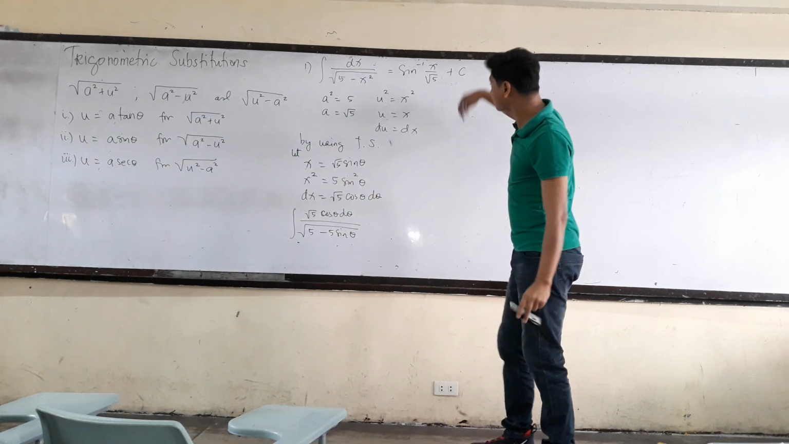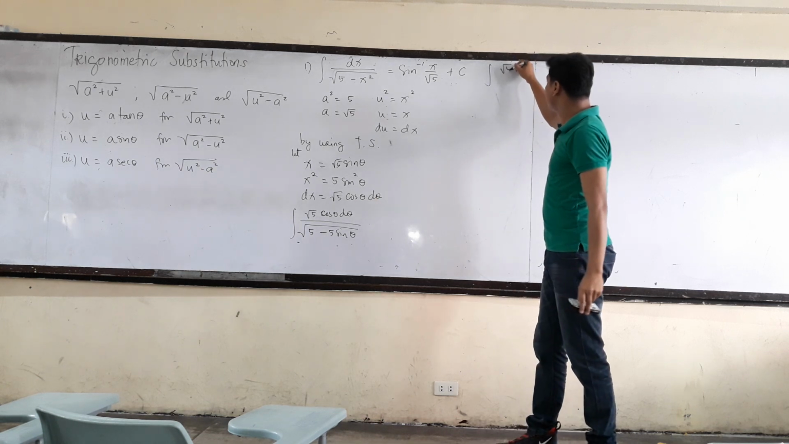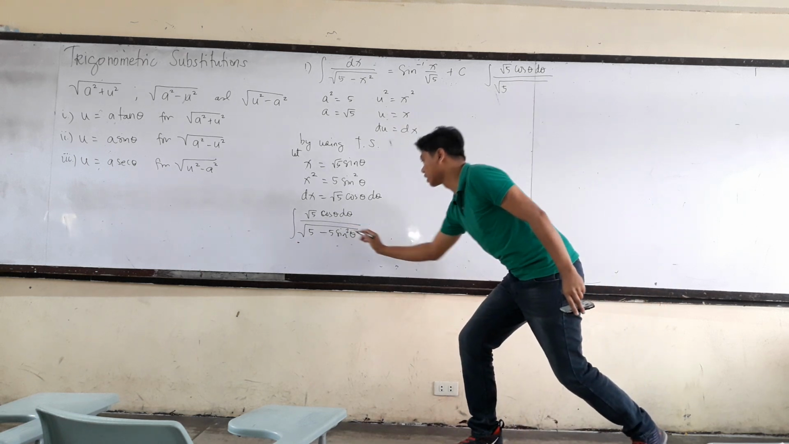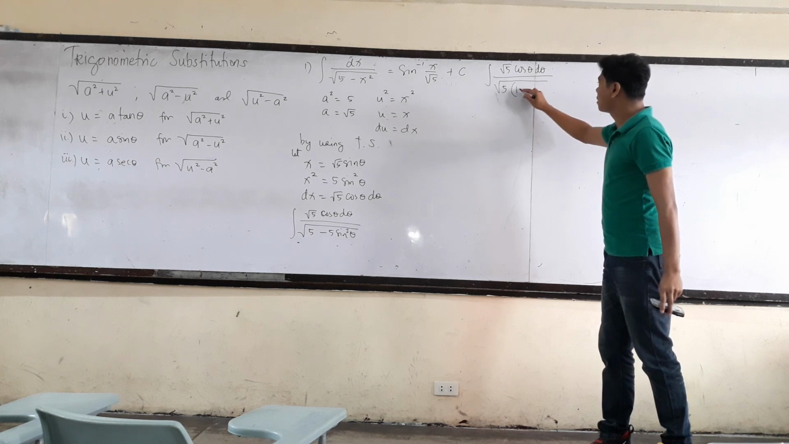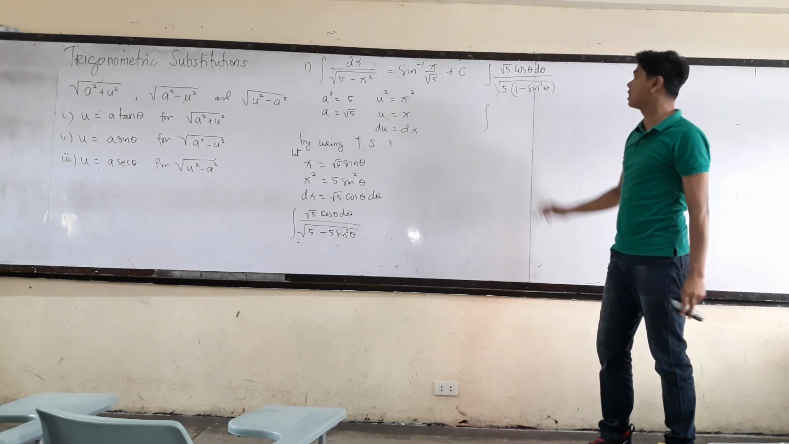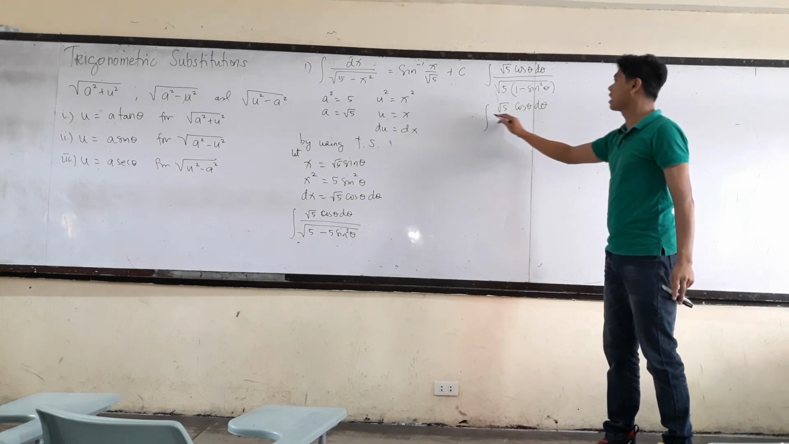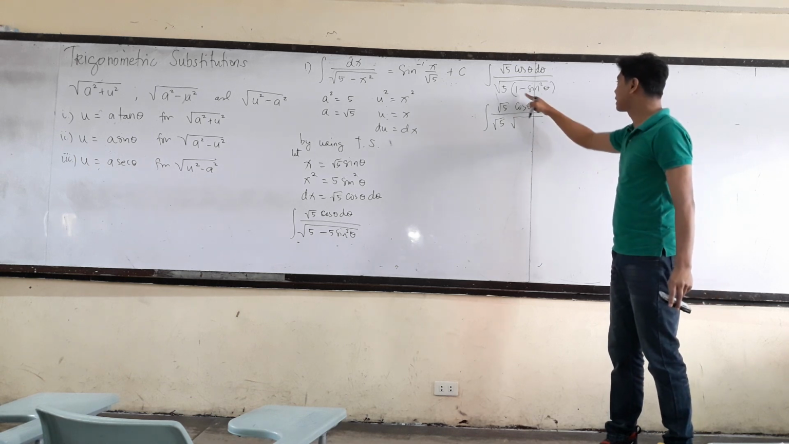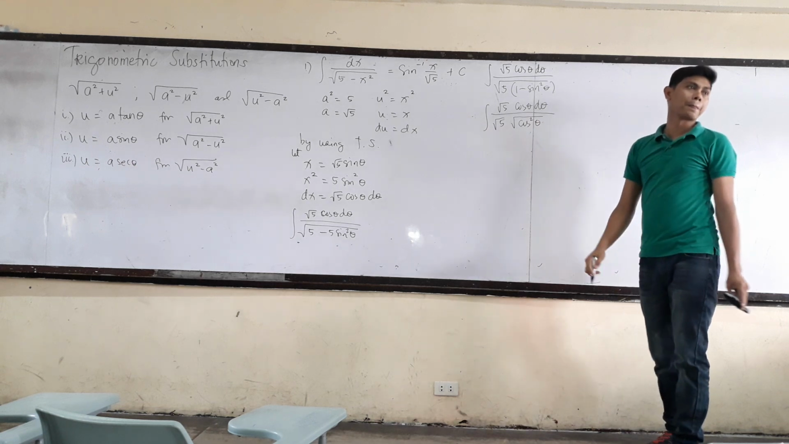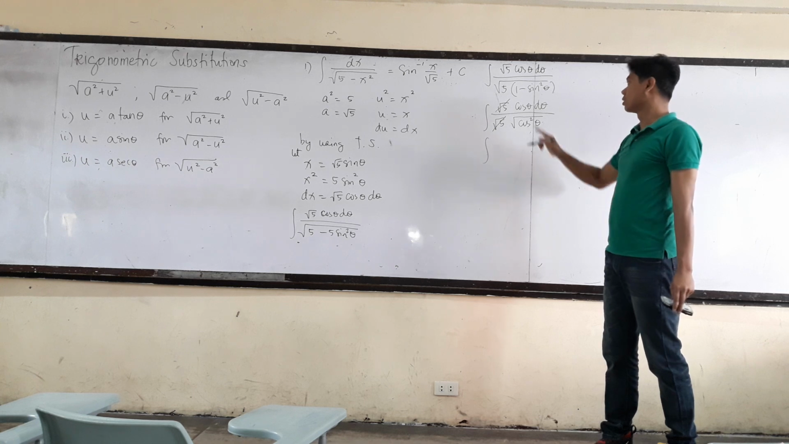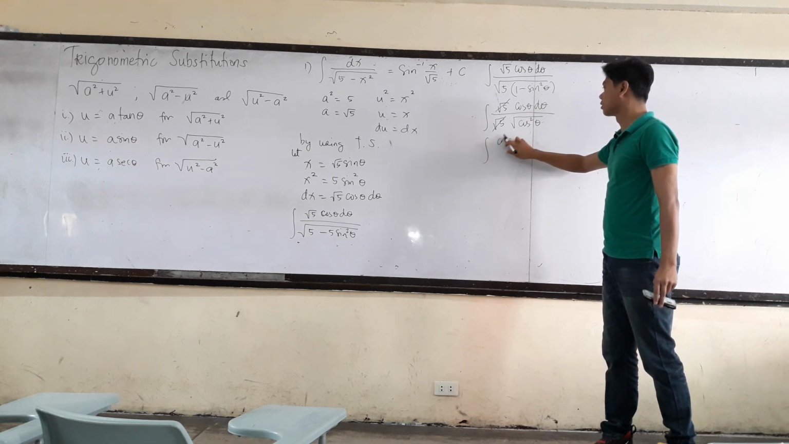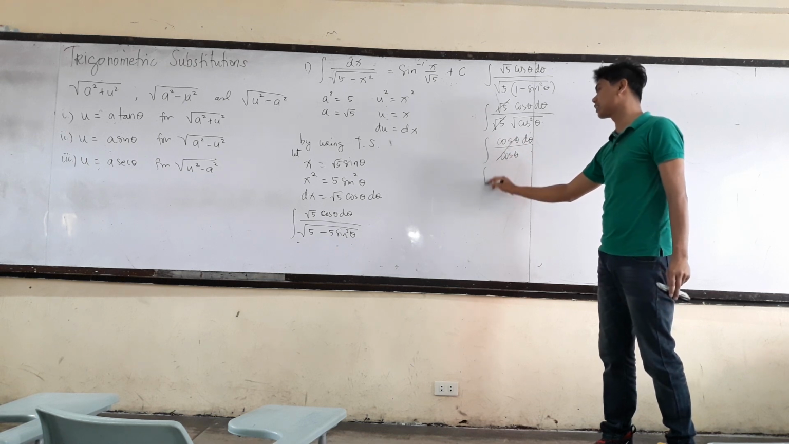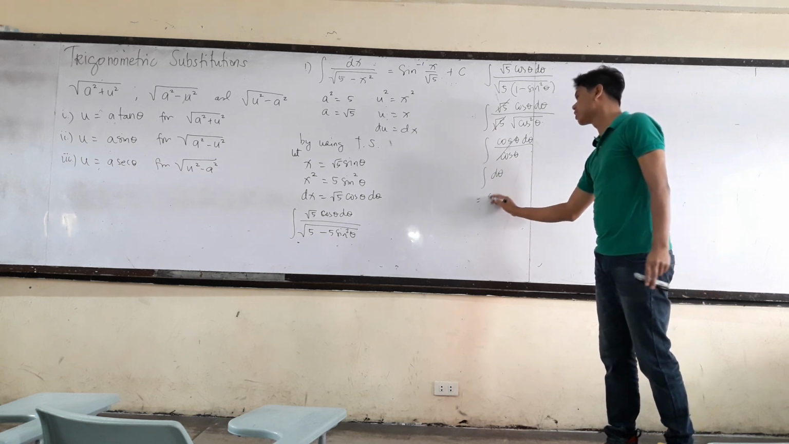So we now have the integral of square root of pi cosine theta d theta over the square root of, we factor out pi, pi times the quantity 1 minus sine squared theta. Simplifying further, you can take out the square root of pi, leaving us with square root of 1 minus sine squared, which gives cosine squared theta. Then you can cancel this out. Cosine theta d theta over the square root of cosine squared, which is cosine theta. Cancel this out, what is left? d theta. And then integrate, you have theta plus c.